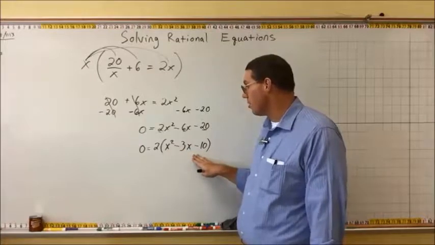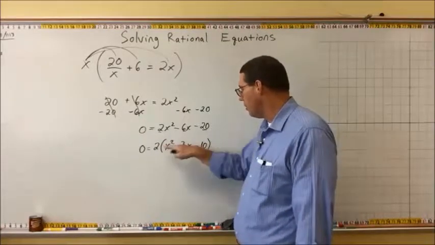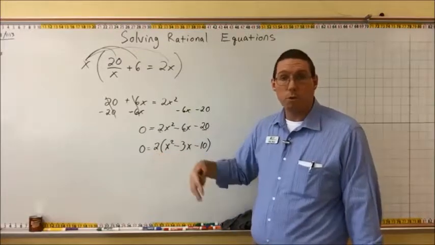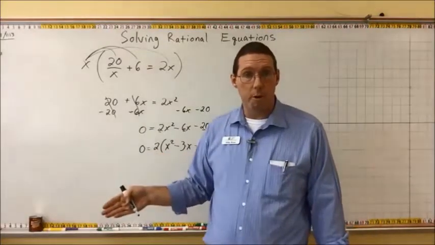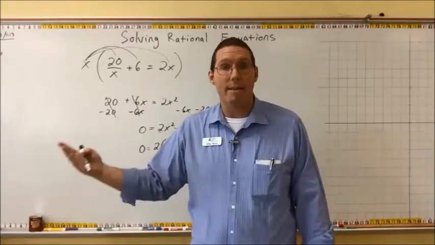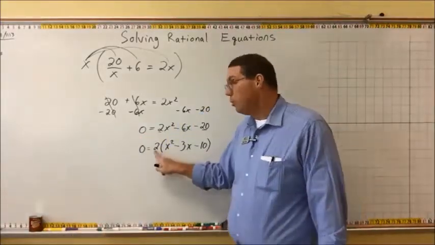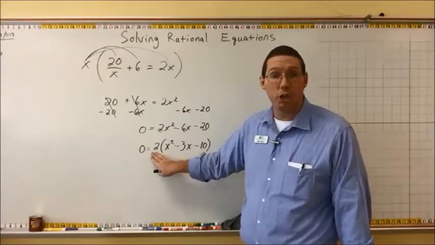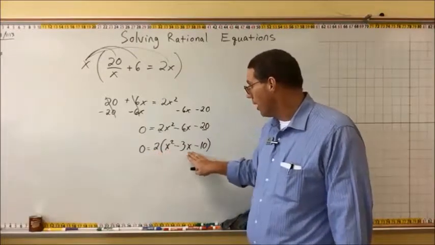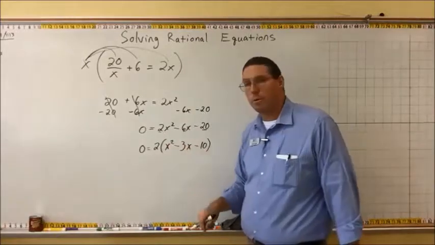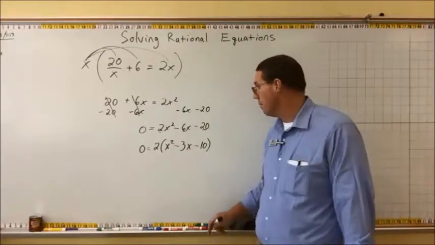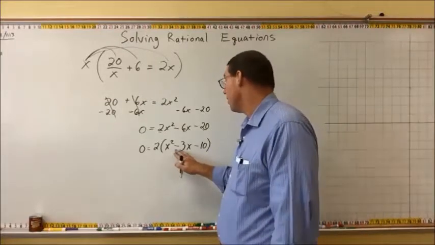It has to be equal to 0. In order for this whole thing to be equal to 0, the 2 is not going to make it equal 0. The only way you can get 0 in multiplication is to multiply by 0. So 2 is not 0. Therefore, we're going to ignore the 2. What we really care about is this x squared minus 3x minus 10, which we need to factor. Okay? So, well, this can be factored.